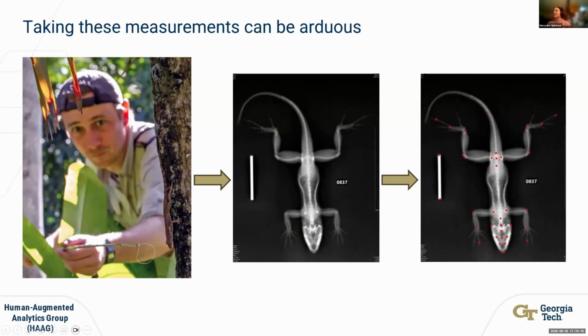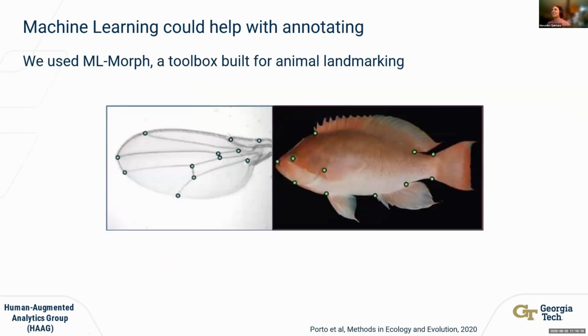Obviously, as a computer science student, you look at an image like this and you think machine learning could really help you out with that. So that's exactly what we did. We used a toolbox called ML Morph, and you can see here it can be used on other things besides lizards. Here it's being used on fly wings. Here it's being used on a fish.